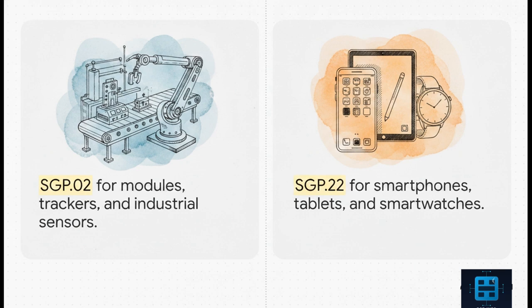SGP.02, that one is built for automated machines, trackers, and industrial sensors. But SGP.22, on the other hand, is engineered specifically for the consumer devices you and I interact with every single day. Your smartphones, your tablets, your smartwatches.